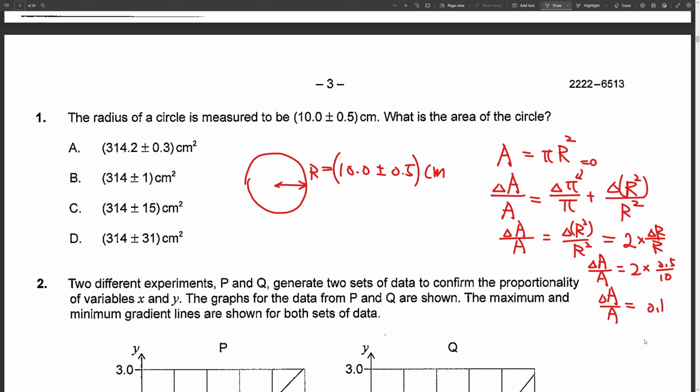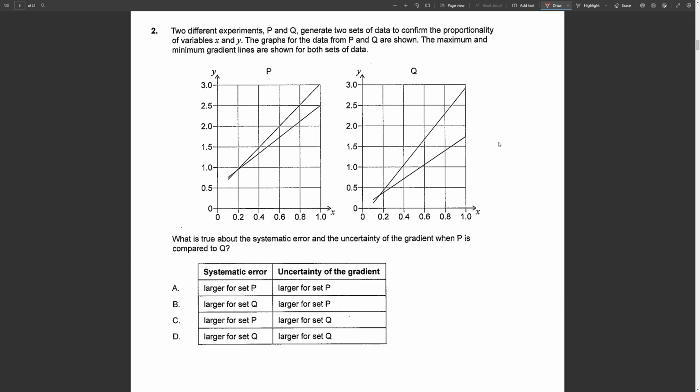And checking all the options A, B, C, or D, there is only one of them giving you a ratio of 0.1, which is 31 over 314, which is very close to 0.1. We pick D here. In question 2, you are given two sets of data. They are P and Q.